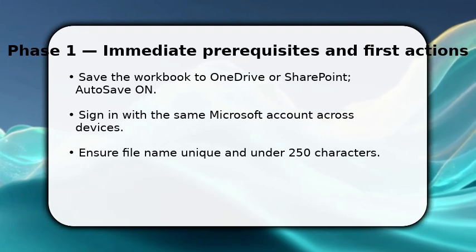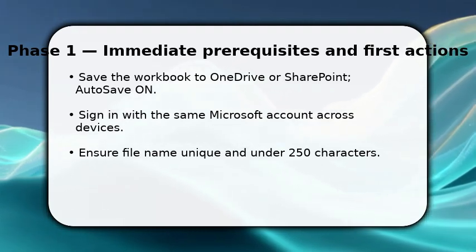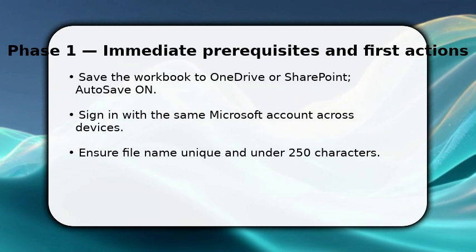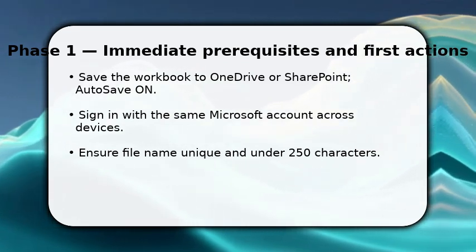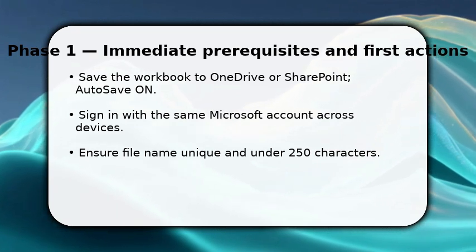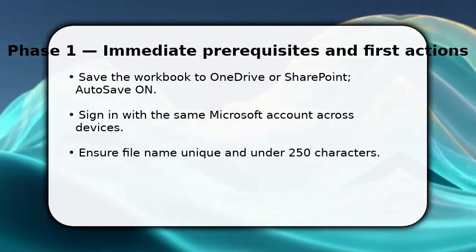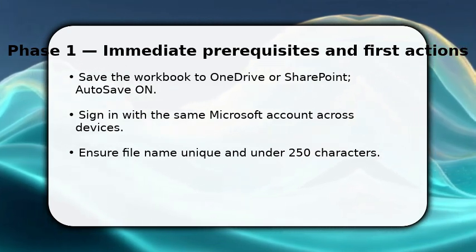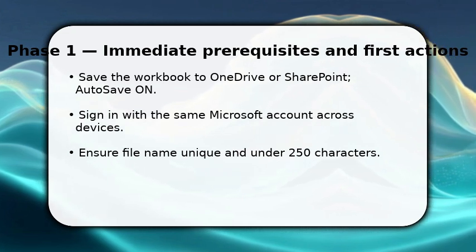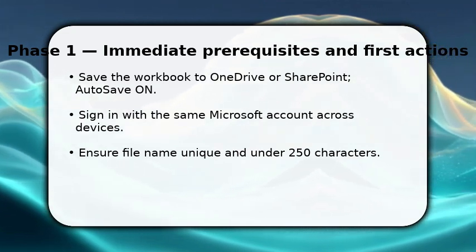You start by moving the file to the cloud so co-authoring works. Save to OneDrive or a SharePoint site and turn Auto Save on. This keeps changes live. Sign in with your Microsoft account on every device you'll use because permissions follow your identity. Once saved, rename to a clear, unique name, shorter than 250 characters, to avoid sync issues.